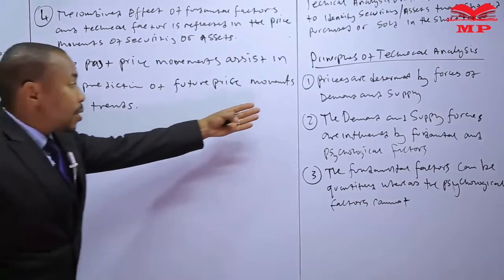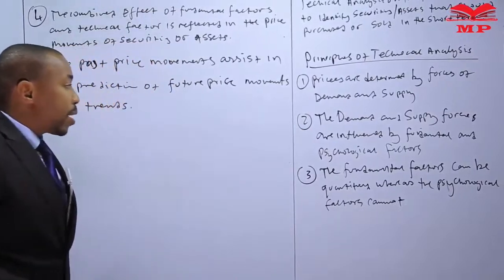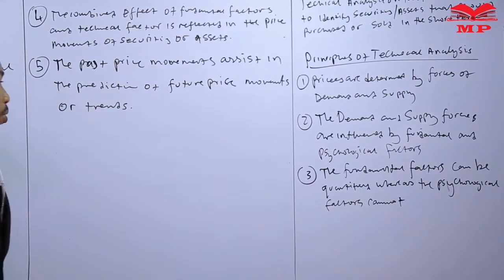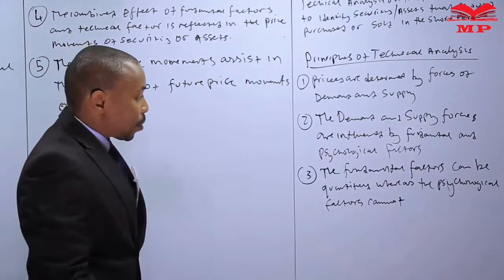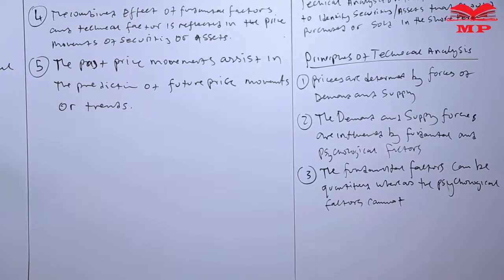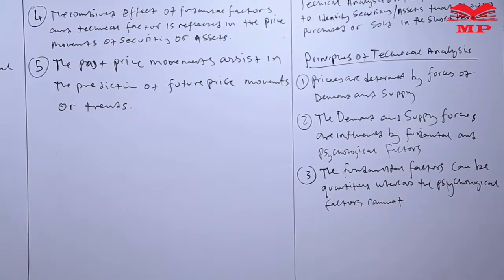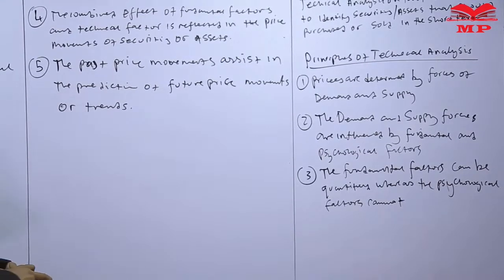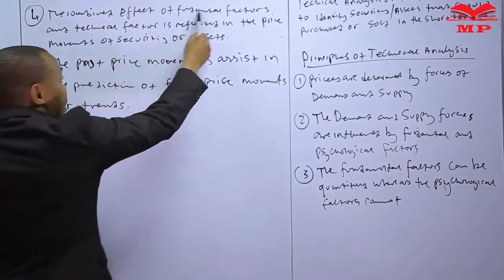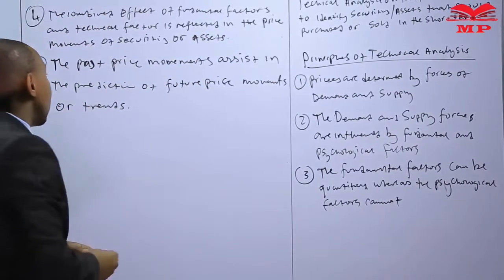The first one, prices are determined by forces of demand and supply. The demand and supply forces are influenced by both fundamental and psychological factors. Then I've said that the fundamental factors can be quantified, whereas the psychological factors cannot be quantified. The 4th one here is the combined effect of both fundamental factors and technical factors is reflected in the price movements of securities or assets there. So these technical factors and fundamental factors work in unison.